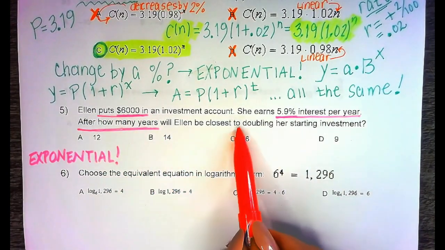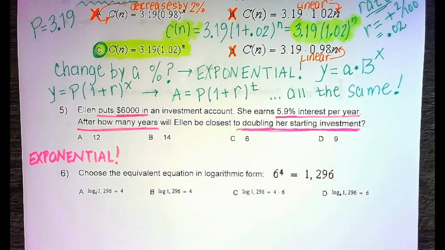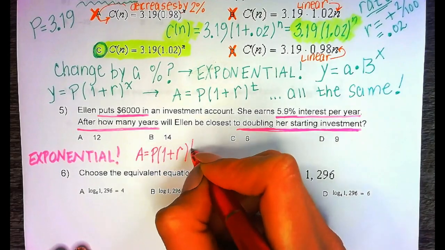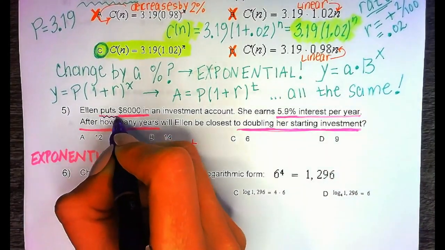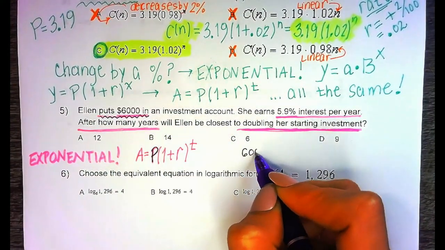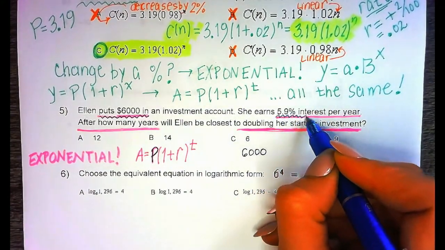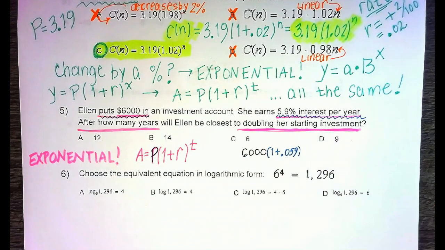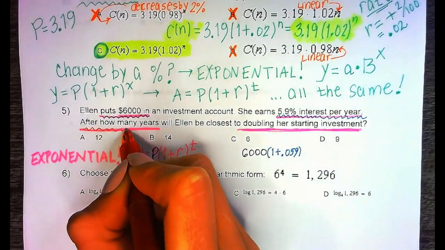The first thing we should really catch is that she's earning 5.9% interest per year. That's a dead giveaway that we're working with an exponential equation. She put $6,000 in, that's P, our initial investment. The 5.9% interest per year as a decimal means we're adding 0.059.